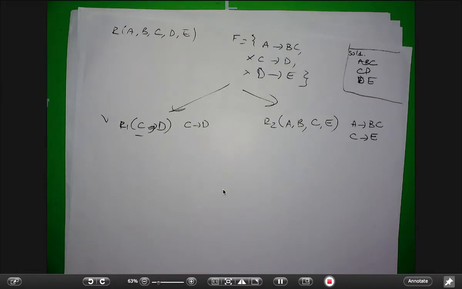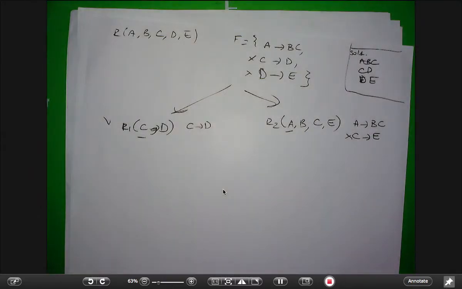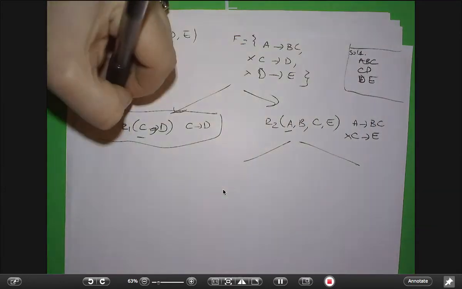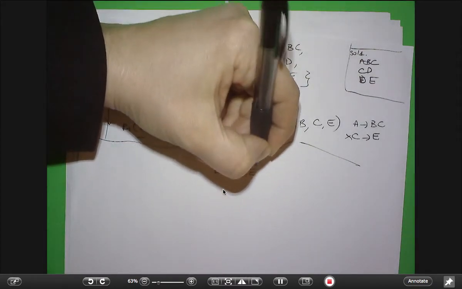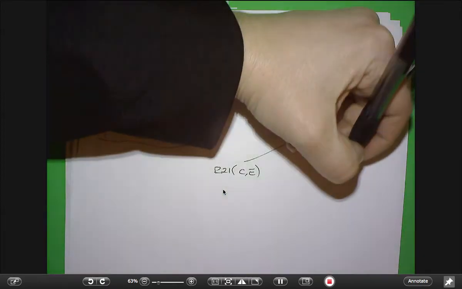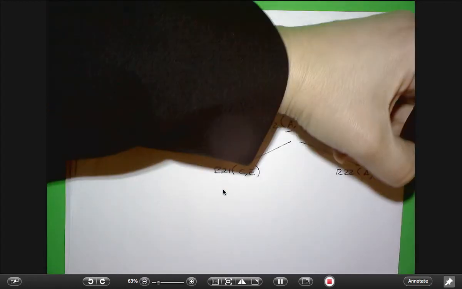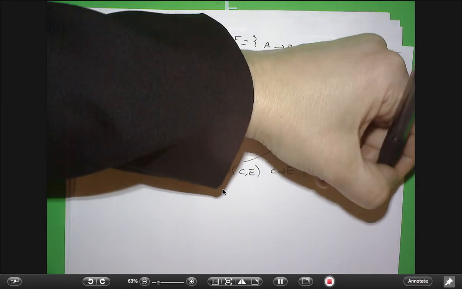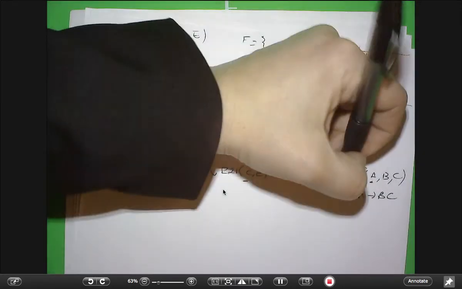What is the key for R2? Still A, still not in Boyce-Codd normal form, so I'm going to decompose this further. So I'm going to do the same. So this one is good. So I have R21 CE and R22 A, B, and C. So this is C implies E. This is A implies BC, right? So both of them are in Boyce-Codd normal form.